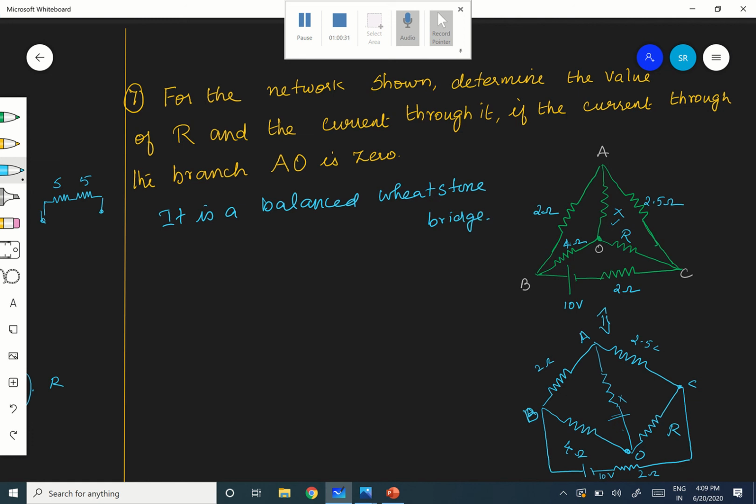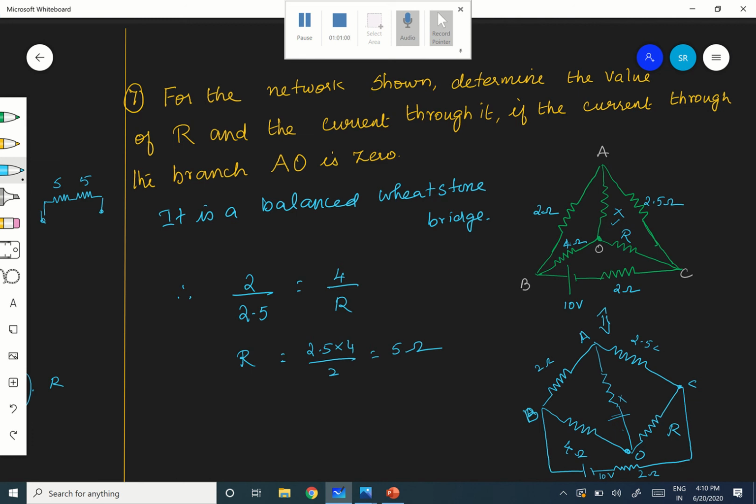Now you tell me, P by Q is equal to R by S. Therefore, 2 divided by 2.5 is equal to 4 by R. Therefore, your R is equal to 2.5 into 4 by 2. That is nothing but 5 ohms. So, you know the resistor. Therefore, this is 5 ohm.